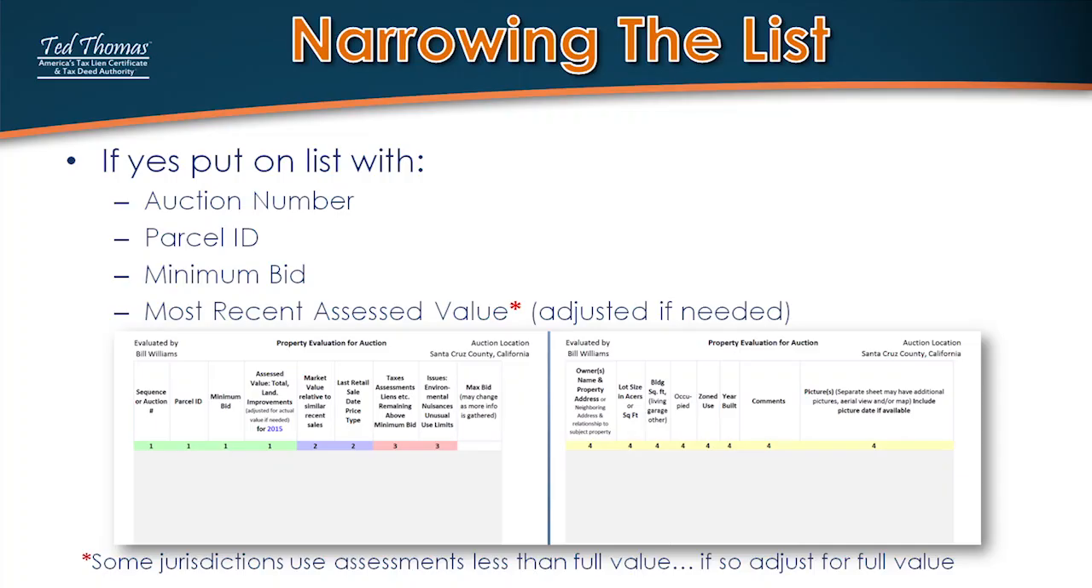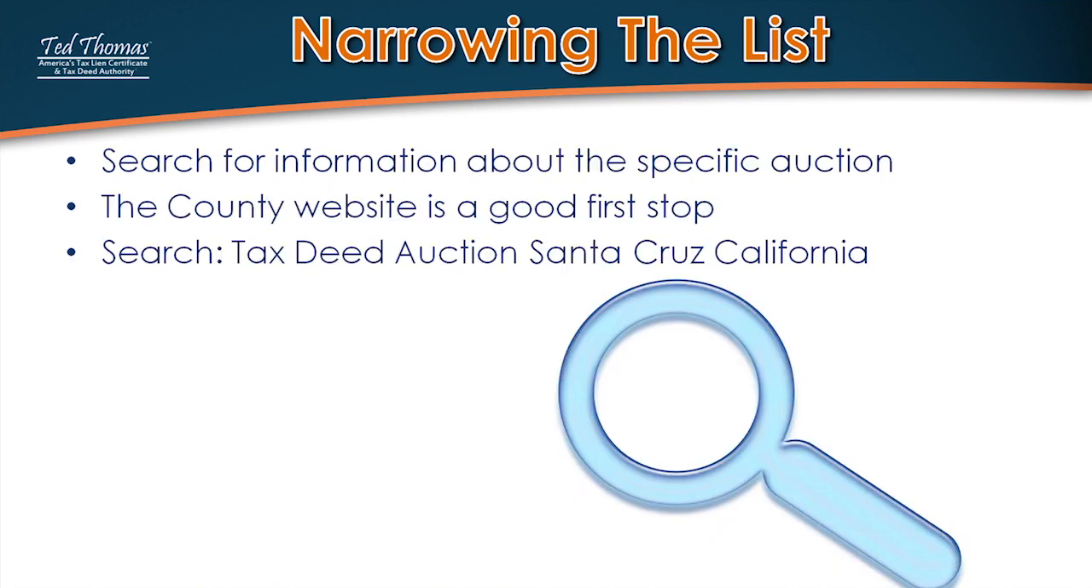And the things that I log first are the items I identified earlier as the most important to start with, which is the auction number, the parcel ID, the minimum bid, and the most recent assessed value. The first thing we want to do is search for information about the specific auction. And where are the best places to do that? Well, there's several, and we're going to show you some websites later that will help. But the county website is a good first stop.